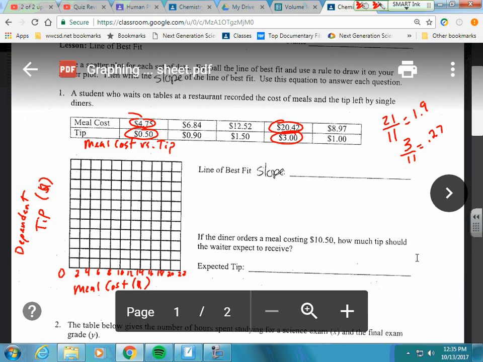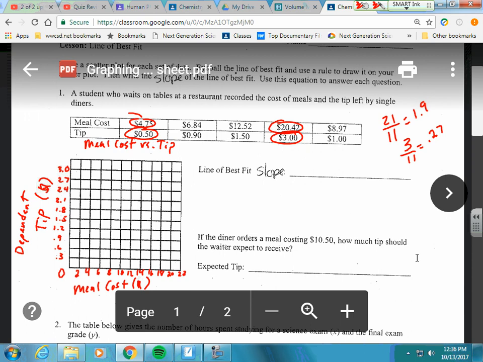So the first mark is going to be 0.3, 0.6, 0.9, 1.2, 1.5, 1.8, 2.1, 2.4, 2.7, 3.0. That's where my highest point is. So am I covering all my numbers on the y-axis? Yes. Am I using a majority of the y-axis? Yes. So this should work. Okay, so now I just plot my points. Meal cost is $4.75.